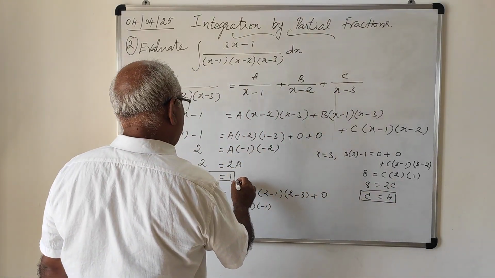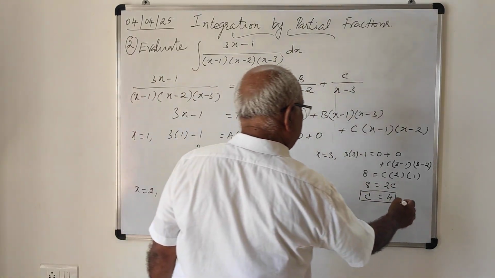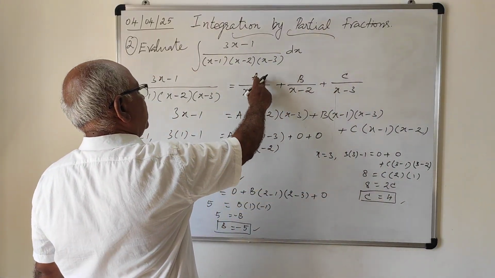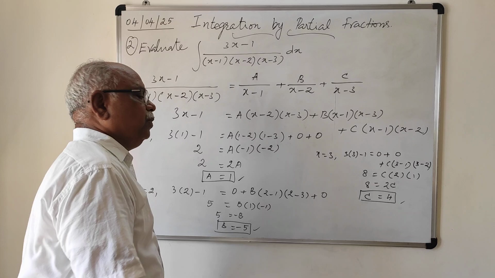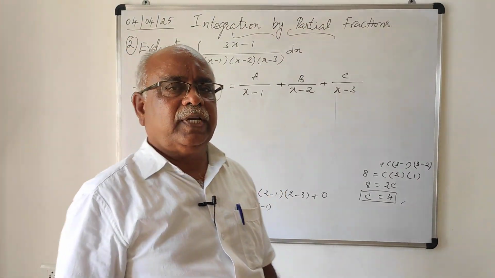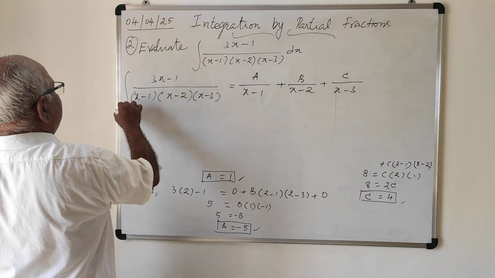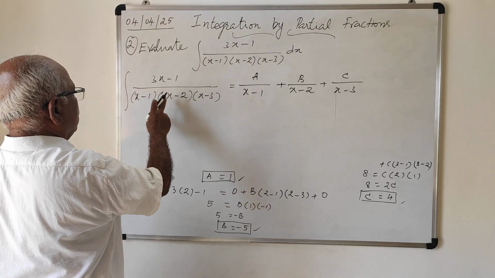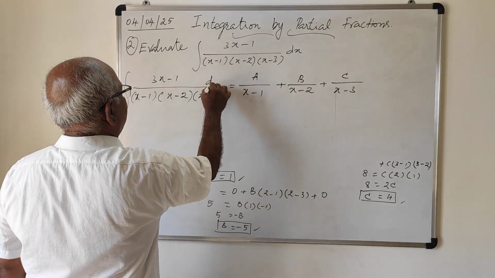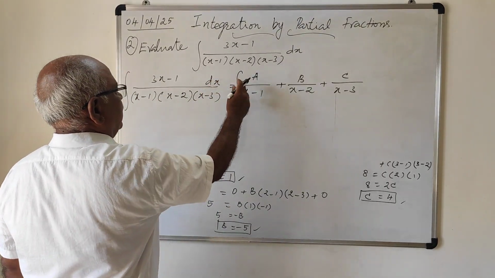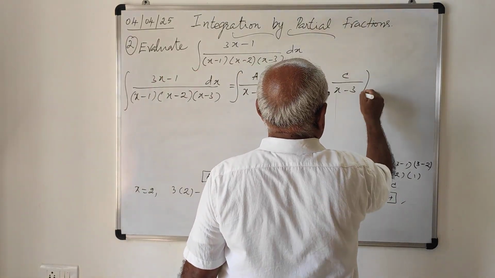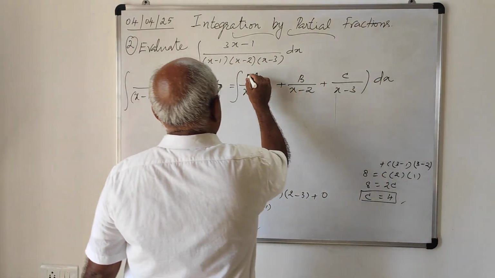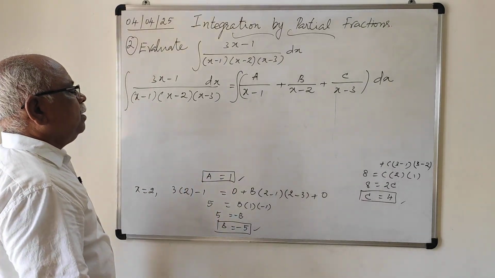So we have determined the values of a, b and c. After substituting the values of a, b and c here, you will get the problem. We will continue. Now the problem is integral of 3x minus 1 by x minus 1 into x minus 2 into x minus 3 dx equals integral of a by x minus 1 plus b by x minus 2 plus c by x minus 3 dx. That's all about the problem.